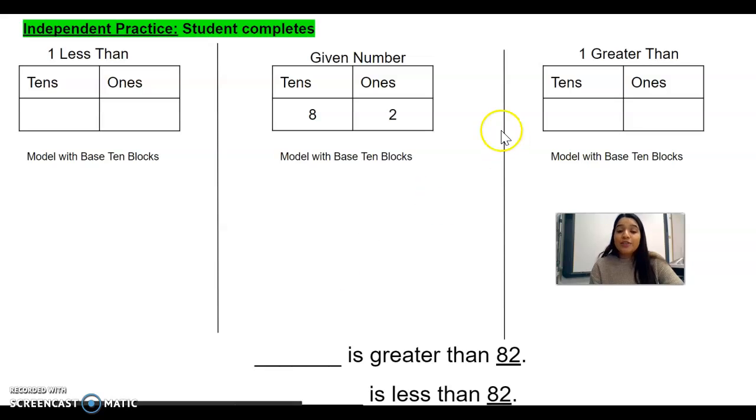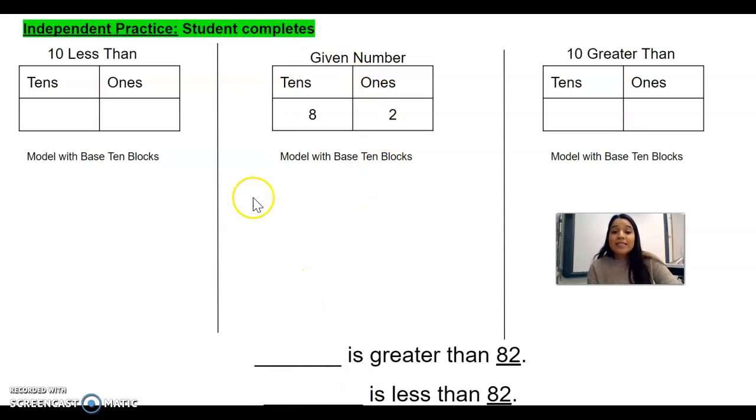Your next number that you have is 82. So you're going to generate a number 1 greater than 82 and 1 less than 82. The same thing. Complete your place value chart and draw your base 10 blocks and put what number is greater than 82 and what number is less than 82.